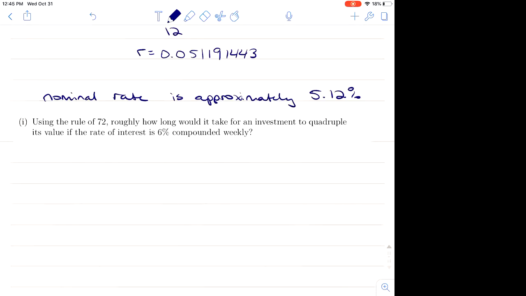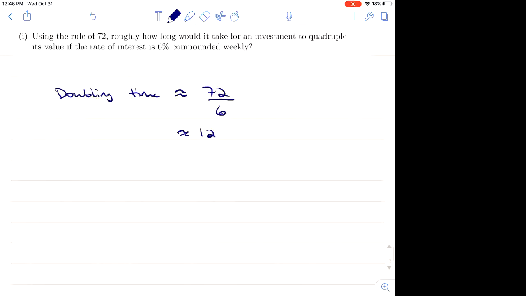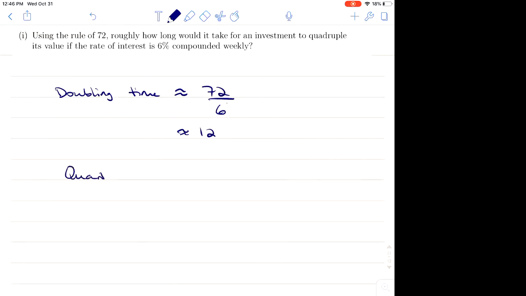So here, the doubling time is roughly 72 over 6. 72 over 6, roughly 12 years. So then the quadrupling time is roughly 2 times 12, 2 times the doubling time.